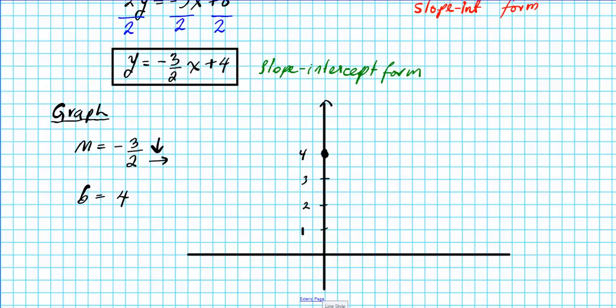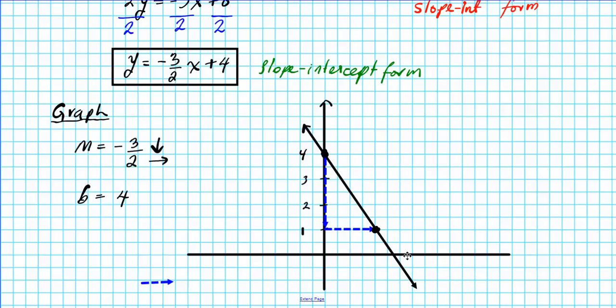Let's go ahead and do that. So drop 1, 2, 3. So drop 3. And then we're going to run 2, 1, 2. All right, that takes us to the next point right there. And then we can go ahead and draw our graph through these 2 points. And that's basically what the graph with this equation looks like.